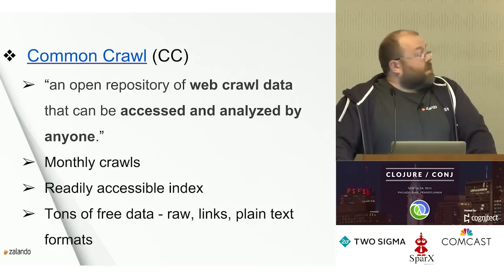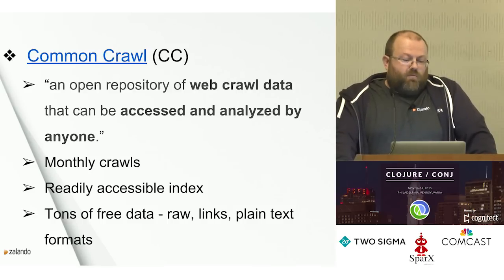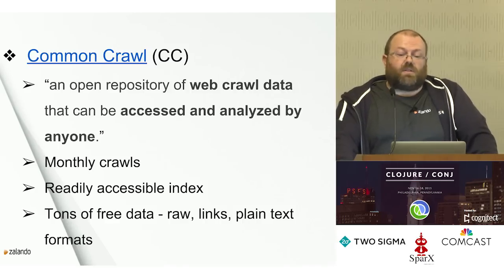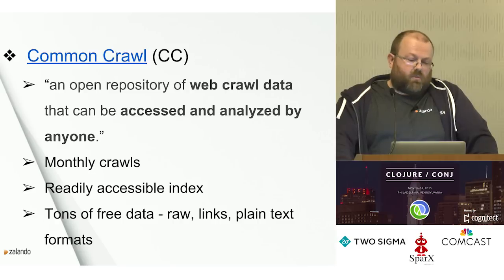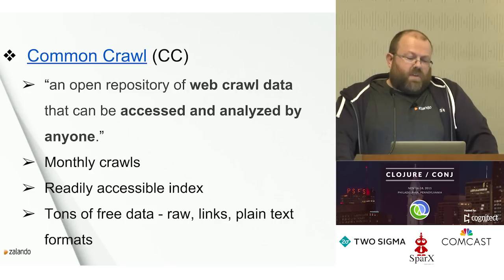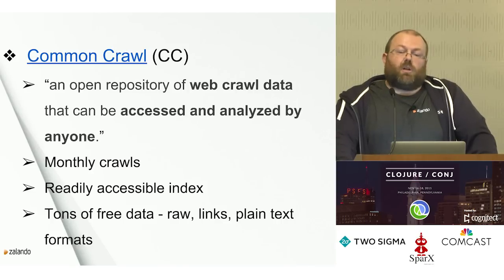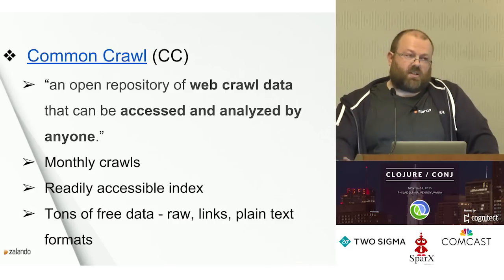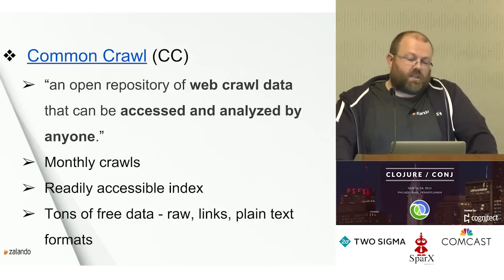Commoncrawl.org is an open directory of web crawl data that can be accessed and analyzed by anyone for free. It's hosted by Amazon. The data is freely available. At this point, they do monthly crawls. They've been doing that for about 2 years now. They have a readily accessible index, so you can look up sites and basically fetch the data for those sites or pages. It's actually on a page-by-page basis that they've fetched.